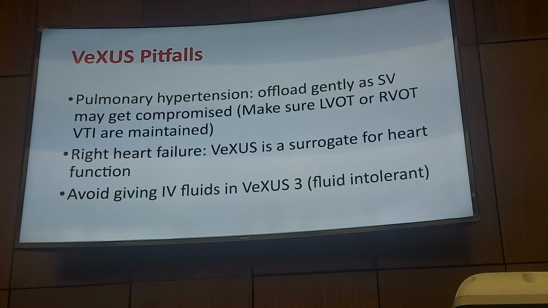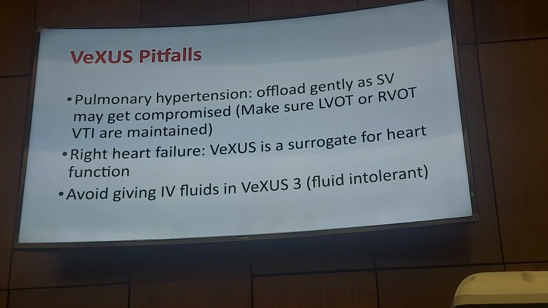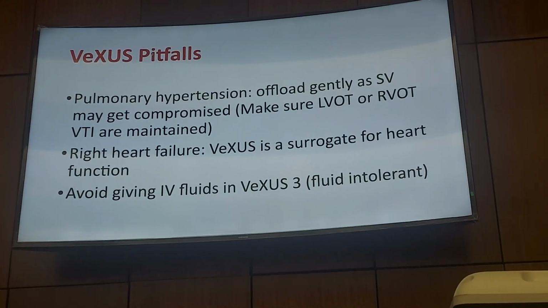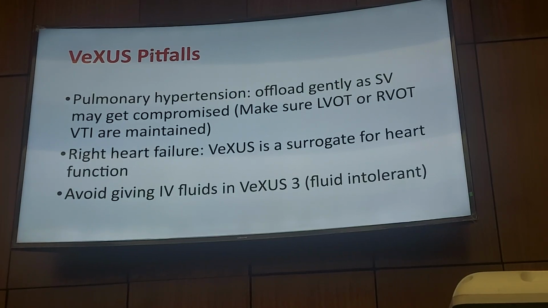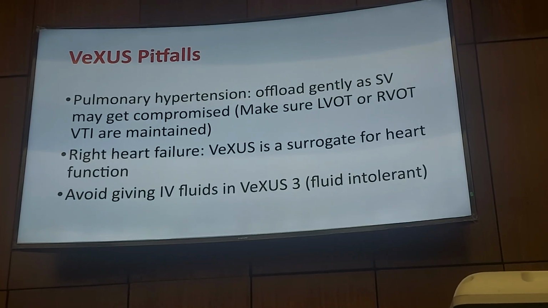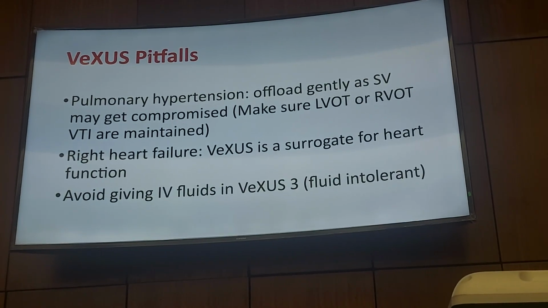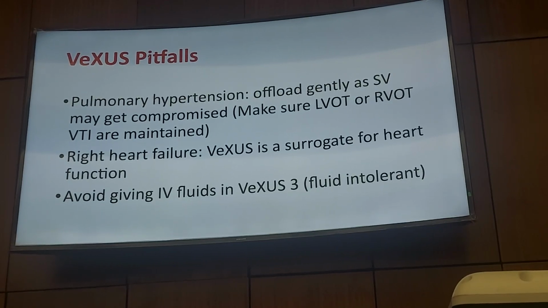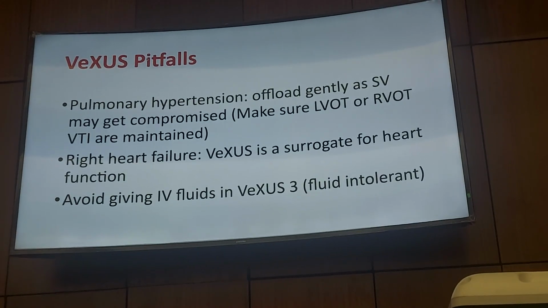If you have a patient known to have long-standing chronic pulmonary hypertension, you have to be gentle and make sure, while you offload and assess VExUS, that you do the stroke volume and VTI to make sure that the stroke volume is maintained. That is different from someone post-cardiac surgery with a normal RV and VExUS score 3. These patients I aggressively offload and diurese.